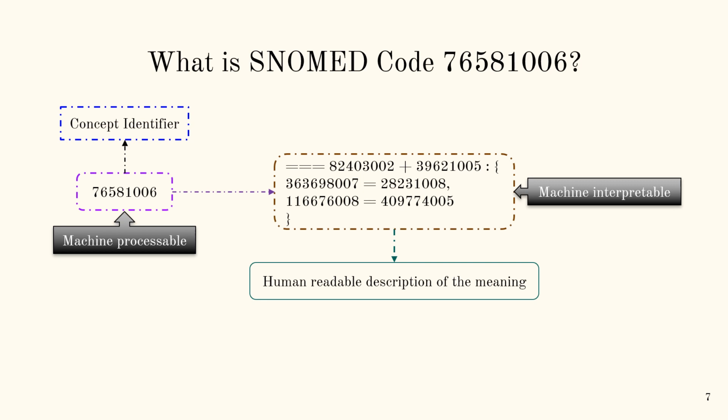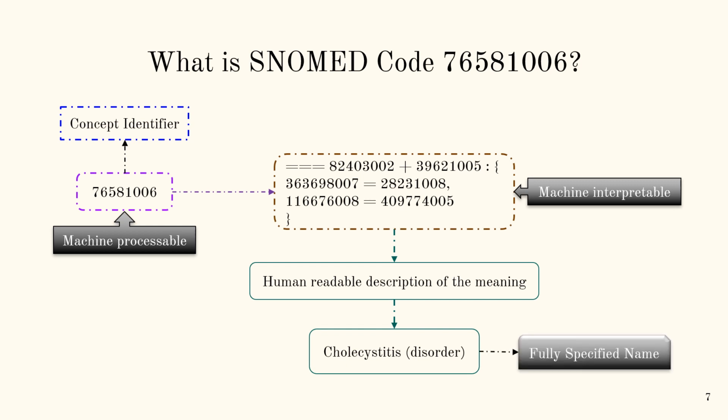But what about the human being? Okay, the machine can understand all that set of what looks like quite a complicated arrangement of symbols and numbers, but how is a human being supposed to make any sense of it? So there has to be some human readable description of the meaning. This incidentally is cholecystitis, followed by the word disorder within parenthesis, added as a suffix. And this is the fully specified name.